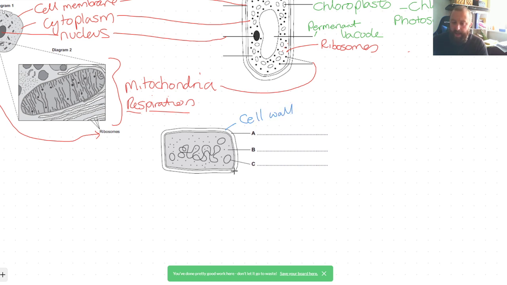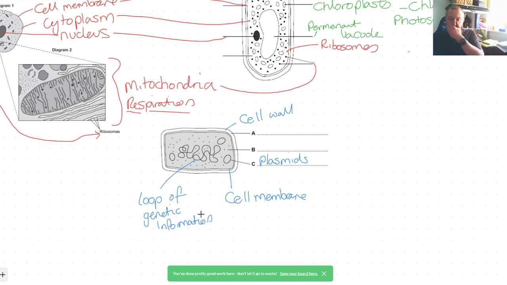I could just write that on. We've also got a cell membrane. They're still going to need to control what's going in and out. But there's no nucleus. What we have instead are plasmids, which are small circles of genetic information, and we have this loop of genetic information here. Rather than having the pairs of chromosomes that make us up, we still have cytoplasm.